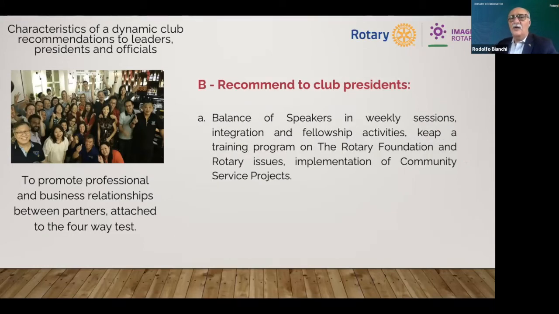And B, recommend to club presidents a balance of speakers in weekly sessions, integration and fellowship activities. Keep a training program on the Rotary Foundation and Rotary issues, and implement community service projects. Remember that many people come into our clubs because they do want to make community service projects. So every club should always have several community service projects to serve their own members.